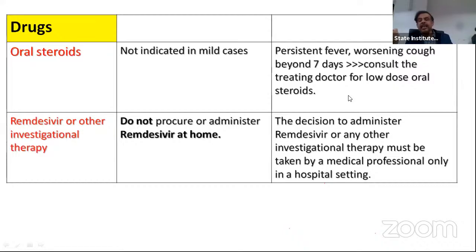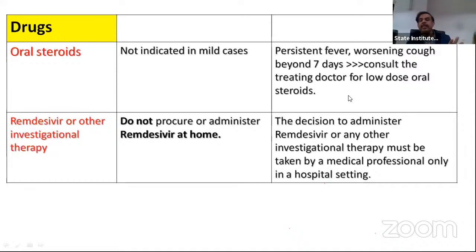If your patient develops hypoxemia on home care and says, I will not go to hospital, I have an oxygen cylinder, I will use it at home, and then asks you to administer remdesivir, the answer is big no. It may produce side effects, so it has to be given only in the hospital setting. On the previous day, I talked about remdesivir-induced bradycardia. There are other side effects also which may prove detrimental to the patient. So please don't advise remdesivir administration in the home setting, only in the hospital setting.